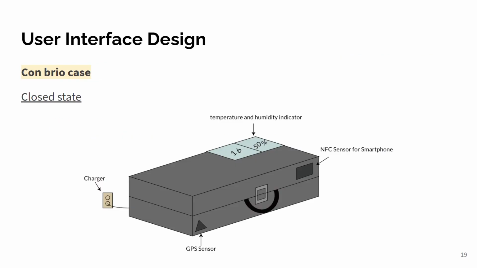This is the mock-up design of the actual Conbrio case. In a closed state, the case shows temperature and humidity through an external display. The NFC sensor reacts to the smartphone to unlock the case and its applications. A GPS sensor is also attached to track its location. This case is charged through a charger.